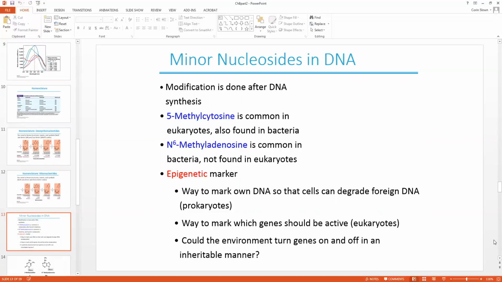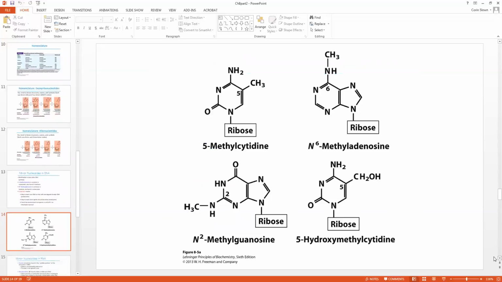So this is a way to mark our own DNA so that the cells can degrade foreign DNA, for example, in prokaryotes. It's also a way to mark which genes should be active in eukaryotes. And it's this question of, can the environment turn genes on and off in some type of inheritable way? So here are some examples: the 5-methylcytidine, the N6-methyladenosine, the N2-methylguanosine, and the 5-hydroxymethylcytidine.